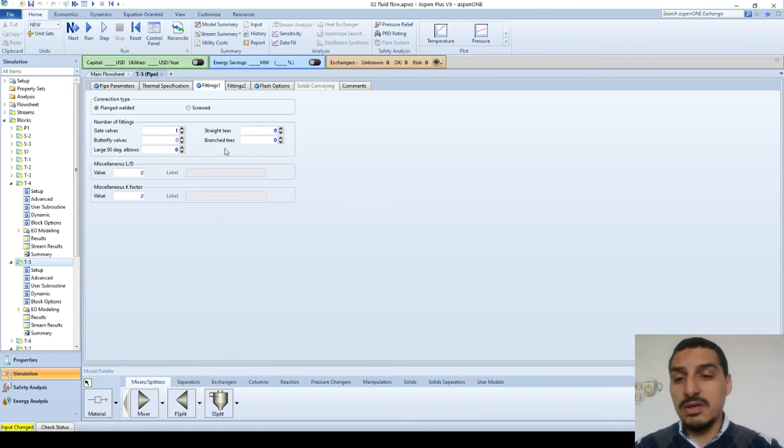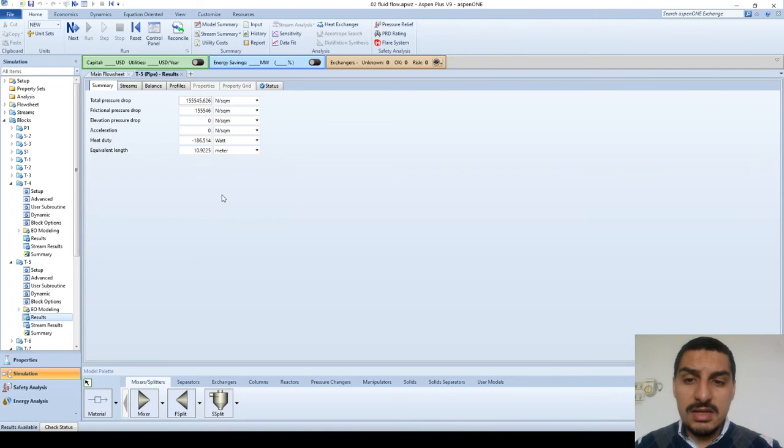This is what we have here. I'm just going to do a very simple run now, and see what results we're going to get. It's now doing the simulation. Now the results are done, so you can check the results, and here you'll see that this is the total pressure drop. There is no elevation pressure drop. And the point that I want to highlight is the equivalent length.